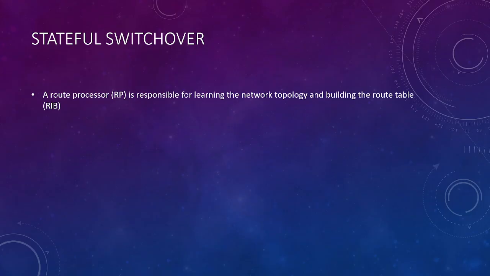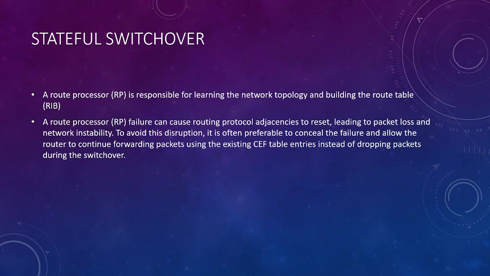So if one fails, the other should kick in. That's what is called stateful switchover in layman terms. Consider there are two route processors. A route processor failure can cause routing protocol adjacencies to reset, leading to packet loss and network instability. To avoid this disruption, it's often preferred to conceal the failure. So basically, we need to conceal it.